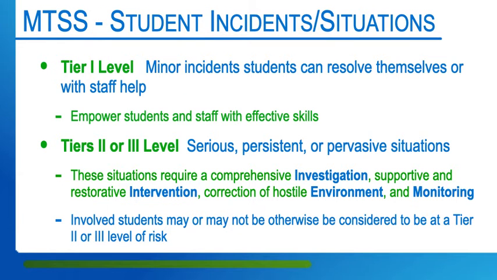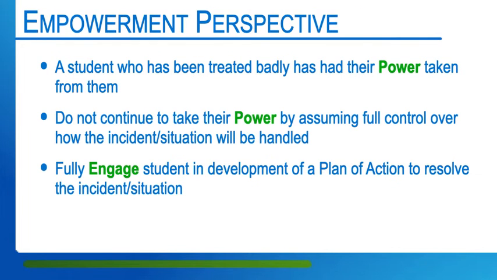So under this analysis, Tier 1 level incidents are the minor incidents students can resolve themselves or with staff help, and we need to focus on empowering students and staff with effective skills. Tiers 2 or 3 are the serious, persistent, or pervasive situations that require a comprehensive investigation, supportive and restorative intervention, correction of hostile environment, and ongoing monitoring. The involved students may or may not otherwise be considered to be at a Tier 2 or 3 level of risk.